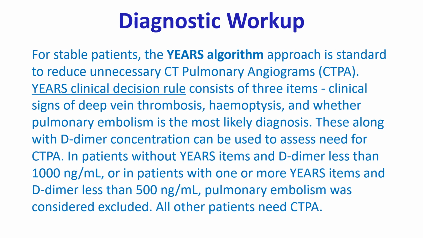In patients without YEARS items and D-dimer less than 1000 nanogram per ml, or in patients with one or more YEARS items and D-dimer less than 500 nanogram per ml, pulmonary embolism was considered excluded. All other patients need CT pulmonary angiogram.